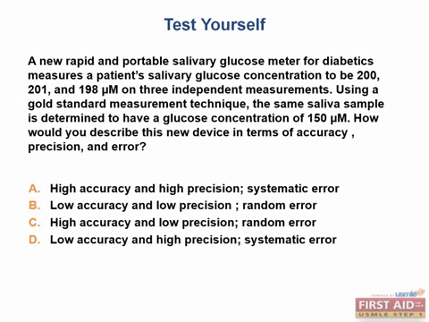Okay, time for another practice question. A new rapid and portable salivary glucose meter for diabetics measures a patient's salivary glucose concentration to be 200, 201, and 198 micromolar on 3 independent measurements. Using a gold standard measurement technique, the same saliva sample is determined to have a glucose concentration of 150 micromolar. How would you describe this new test in terms of accuracy, precision, and error?